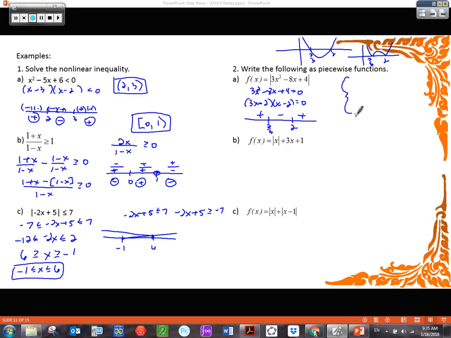I would typically start with the biggest piece because that's what the definition does. So I'm going to start with this portion over here where we're bigger than 2. We would have the regular thing, 3x squared minus 8x plus 4, and x is greater than or equal to 2. The middle portion we have to negate. We have to do the opposite of it. So the opposite of 3x squared minus 8x plus 4, that exists between 2/3 and 2: 2/3 less than x less than 2.